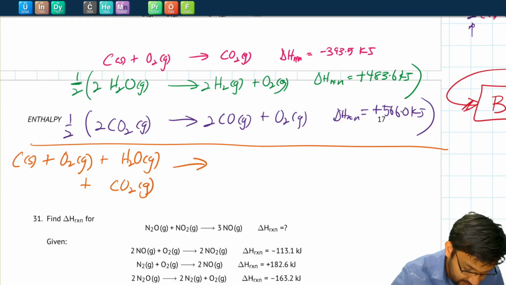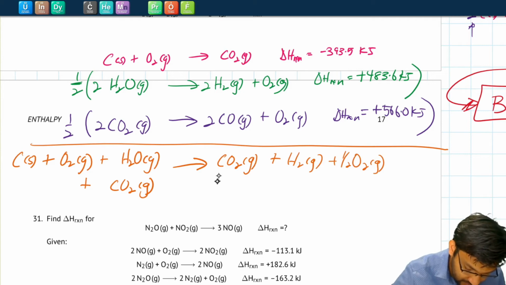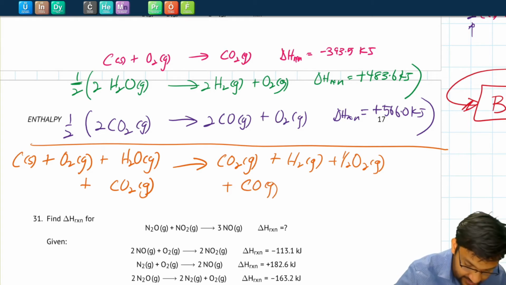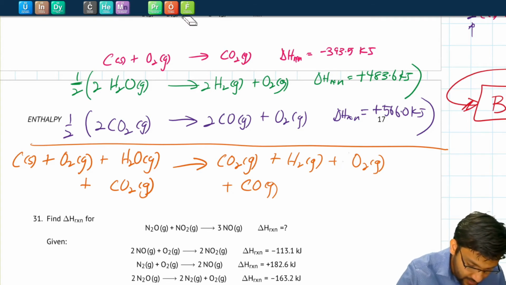On the product side, we have a carbon dioxide gas, plus 1/2 of 2 hydrogen gas, so that's 1 hydrogen gas, plus 1/2 of 1 oxygen, so that will be 1/2 an oxygen gas, plus 1/2 of 2 carbon monoxide, so that's just 1 carbon monoxide gas, plus 1/2 of an oxygen gas again. We add that to this other oxygen half that we have, and that'll give us one whole oxygen.